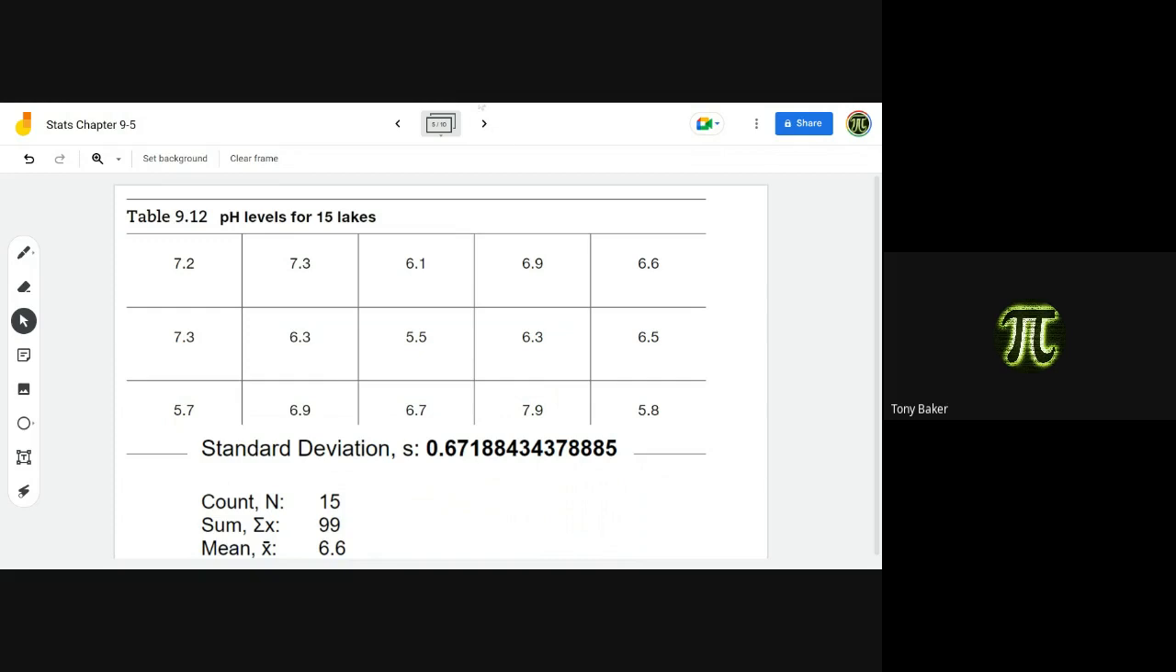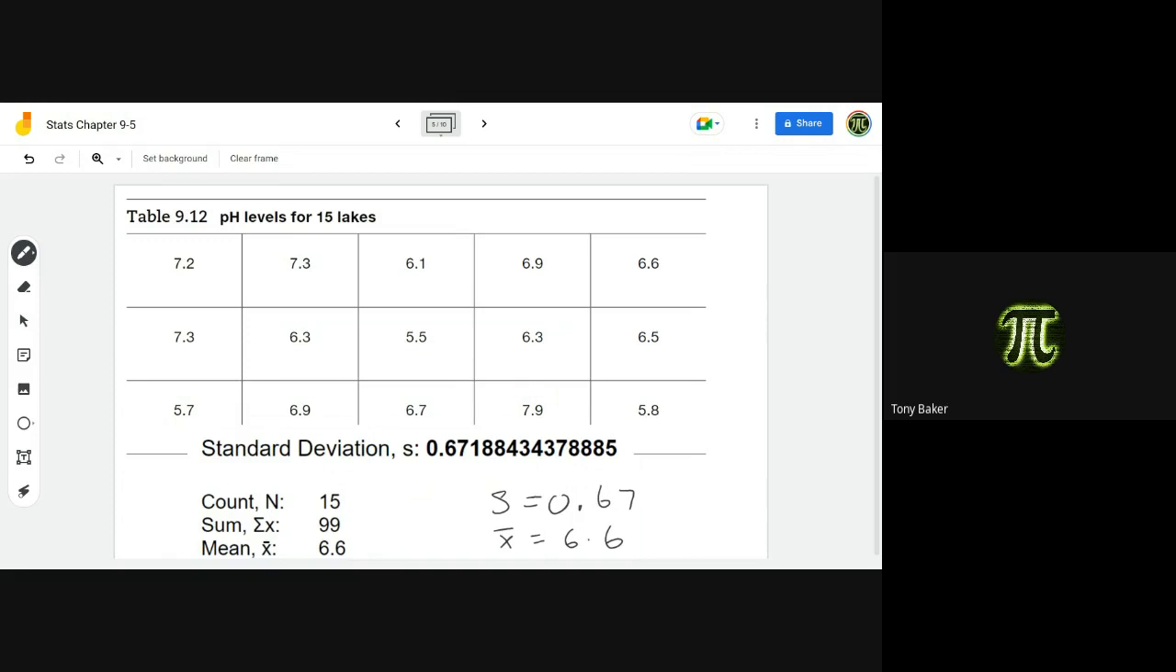So I've got a standard deviation of 0.67. So my s is 0.67, and my mean is 6.6. All right. Anybody have trouble finding those? Those who did it. All right. So we've got that information.